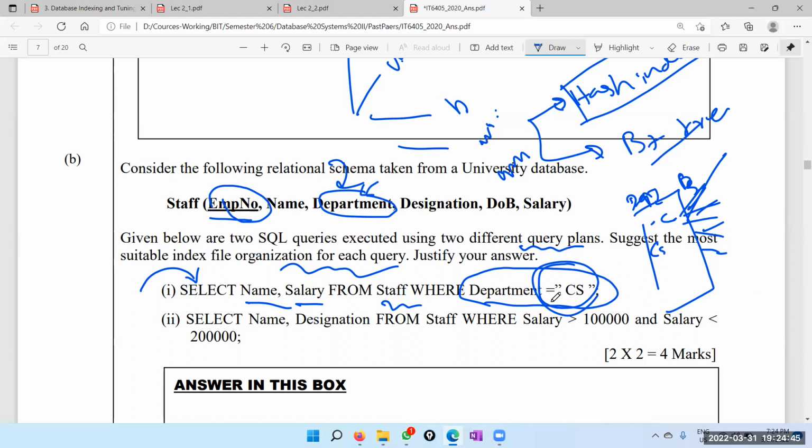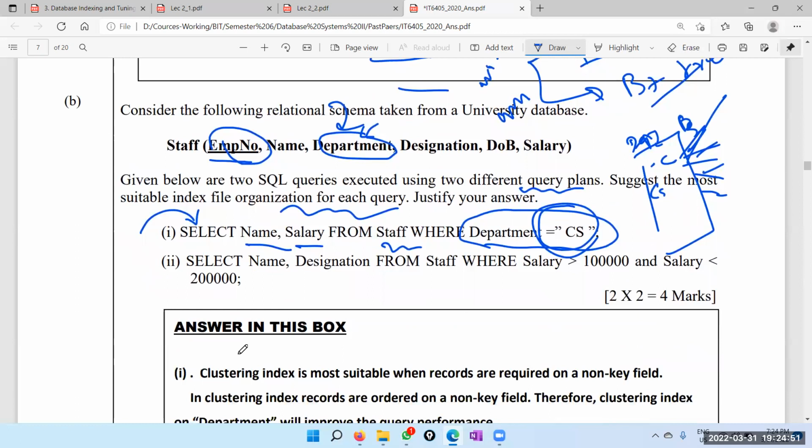Okay, let's see. Now these questions can be a little bit tricky and the examiner might think otherwise. Anyway, let's see. Clustering, yes, you can see that. So you can see how much I had to argue with myself to come up with this answer.